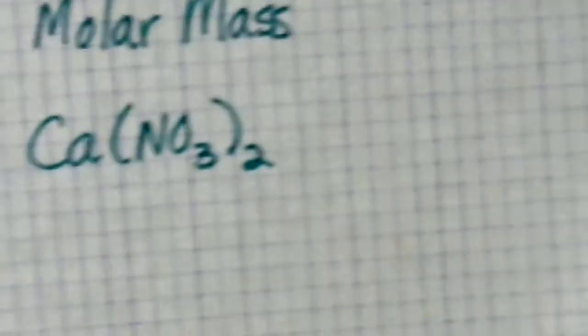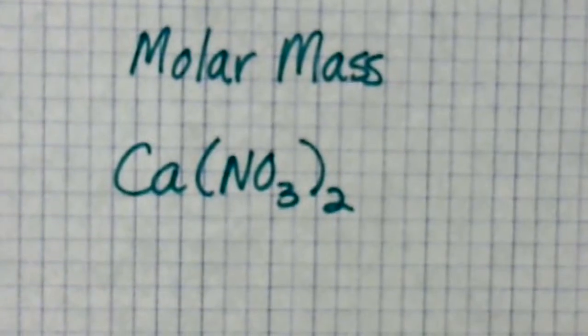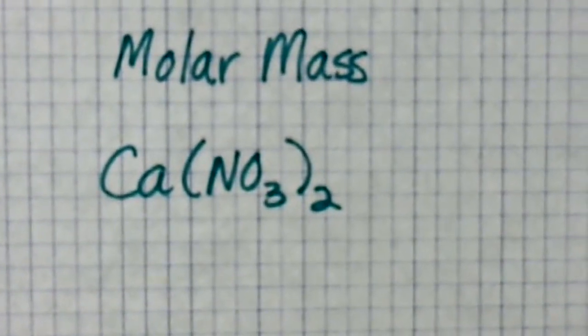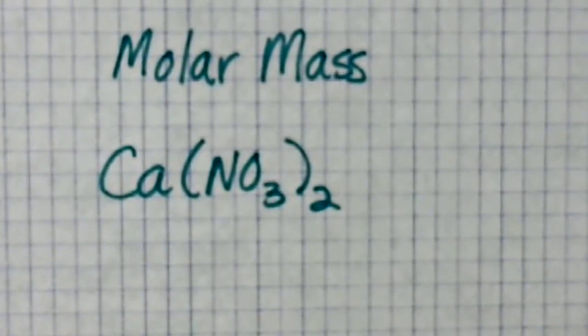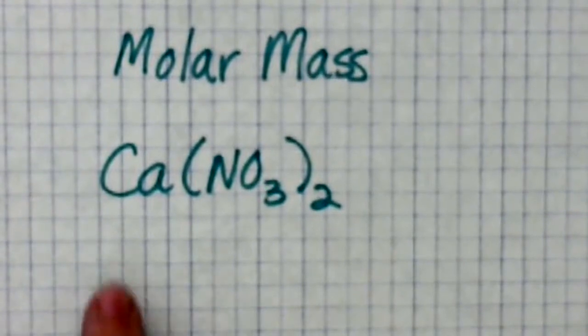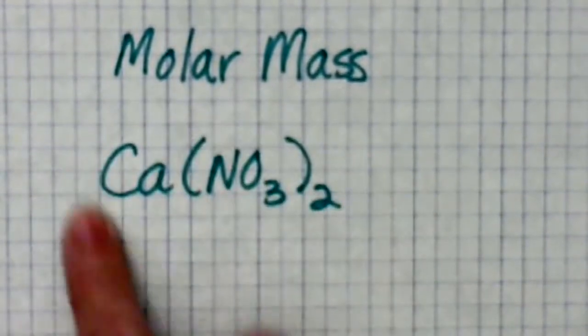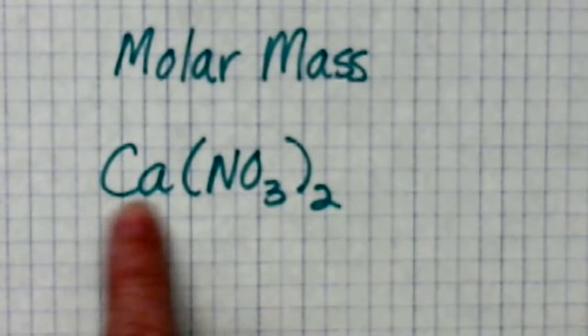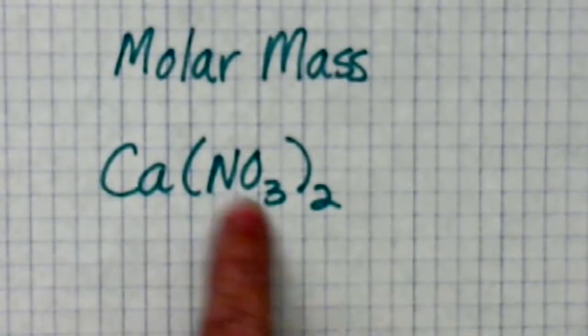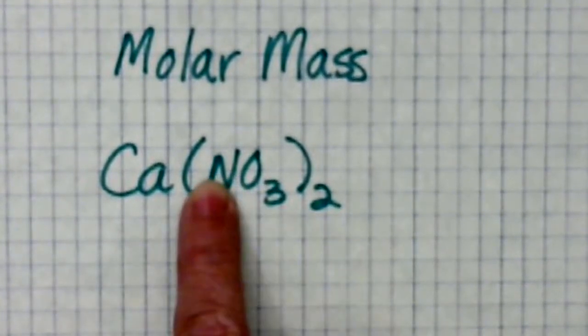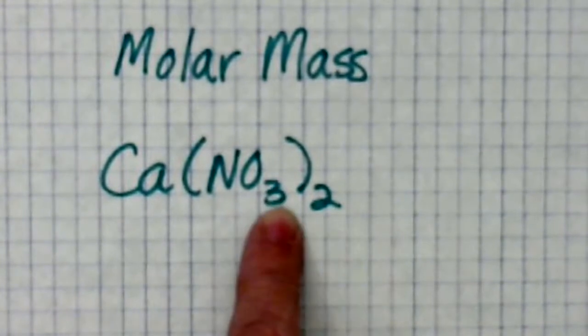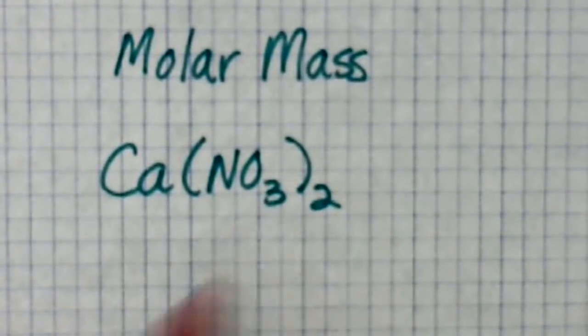So we're going to do one a little bit more difficult than nitrogen triiodide. So let's do the molar mass of calcium nitrate. So it's simply the sum of all the elements here. So it's the sum of 1 calcium, and there are 2 nitrogens and 6 oxygens. So if we look each of those up on the periodic table and multiply them by the correct number, we'll get the molar mass of the compound calcium nitrate.